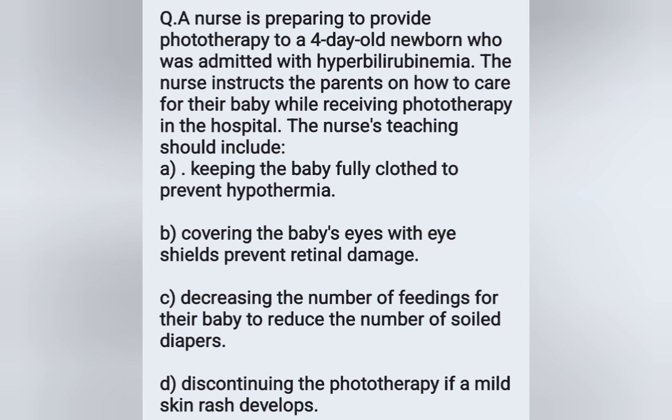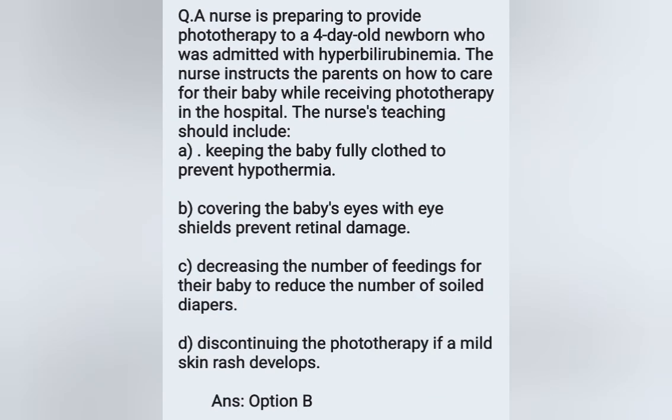Here the question is, a nurse is going to give phototherapy for a 4-day-old newborn. The baby is having hyperbilirubinemia, or increased serum bilirubin level. And the nurse is instructing the parents how to care for their baby while on phototherapy. So what they should do is cover the baby's eyes with eye shield to prevent retinal damage. Option B is the correct answer.